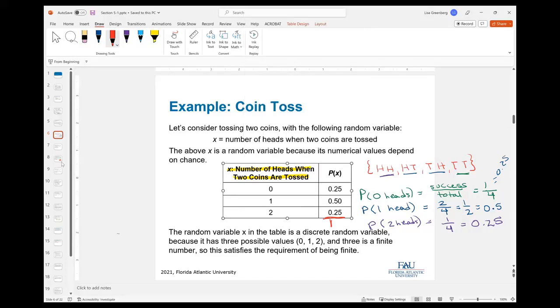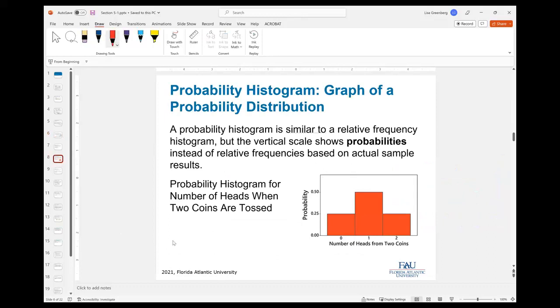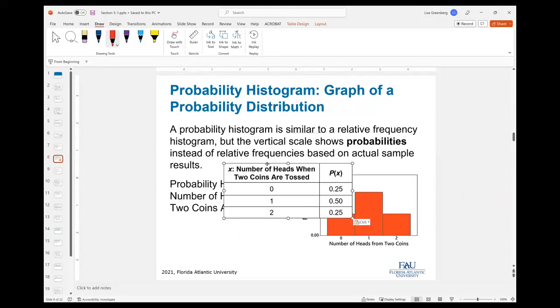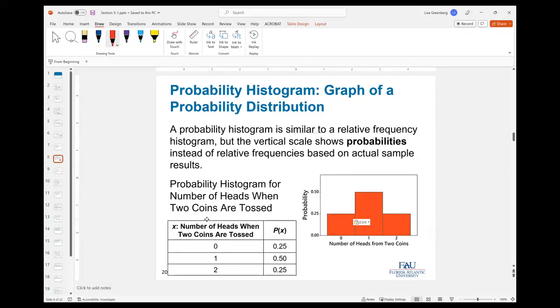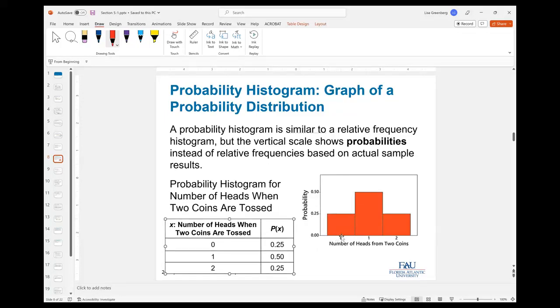Copy. Paste. All right. So 0, that's my first line. My probability is 0.25. 1, my probability is 0.5. And 2, my probability is 0.25. So this is a histogram of what that table is. Remember, we said it was tables, formulas, and graphs. We have a graph and a table.